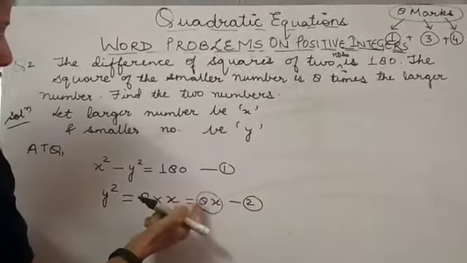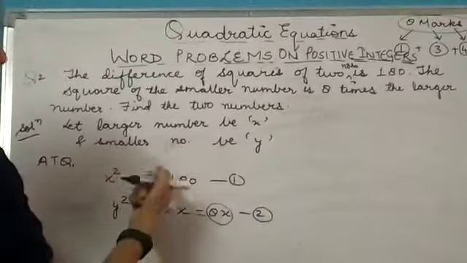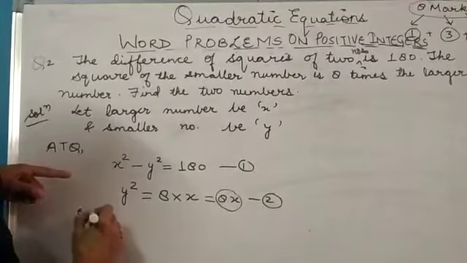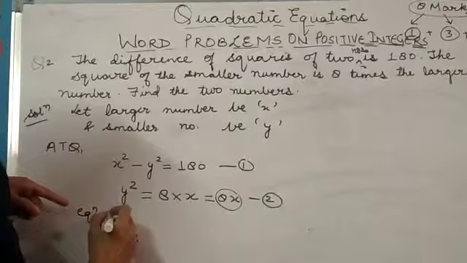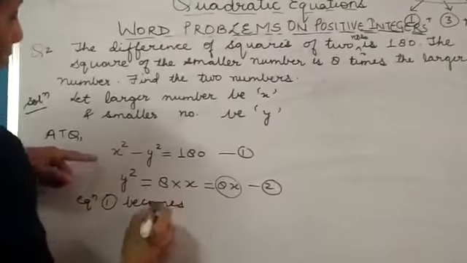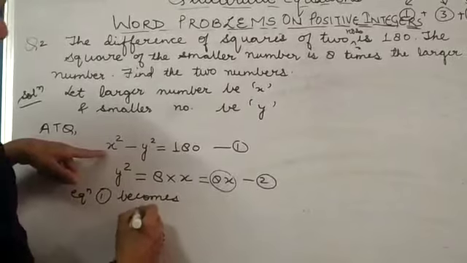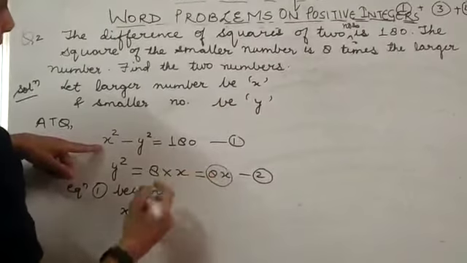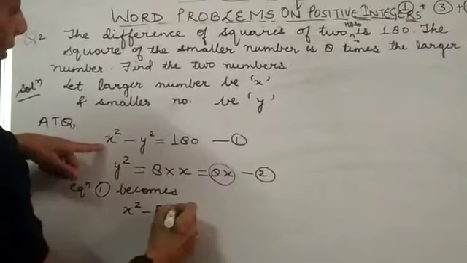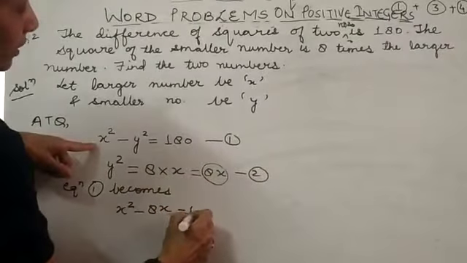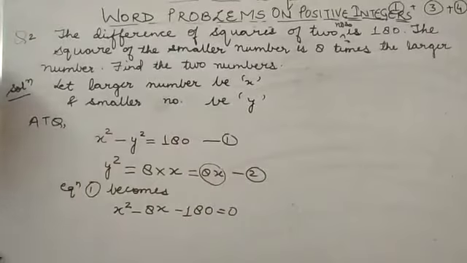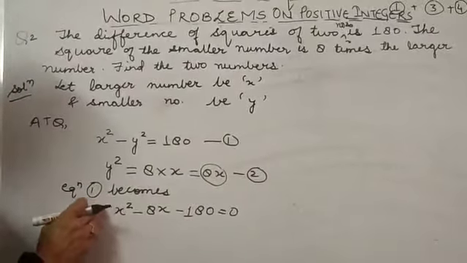So I can substitute this y square's value in the above equation. So equation 1 becomes x square, and y square is 8x. So I am substituting the value of y square as 8x. 180 I am bringing to this side, equal to 0. Now this is again a quadratic equation in which x square's coefficient is 1.